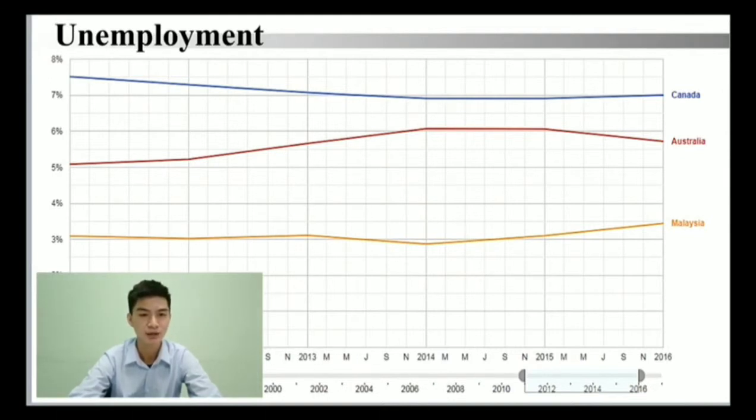Unemployed people are those currently without a job but actively looking for one in the labor force. The unemployment rate is the percentage of people unemployed from the labor force. The higher the unemployment rate, the fewer people are employed in the labor force.